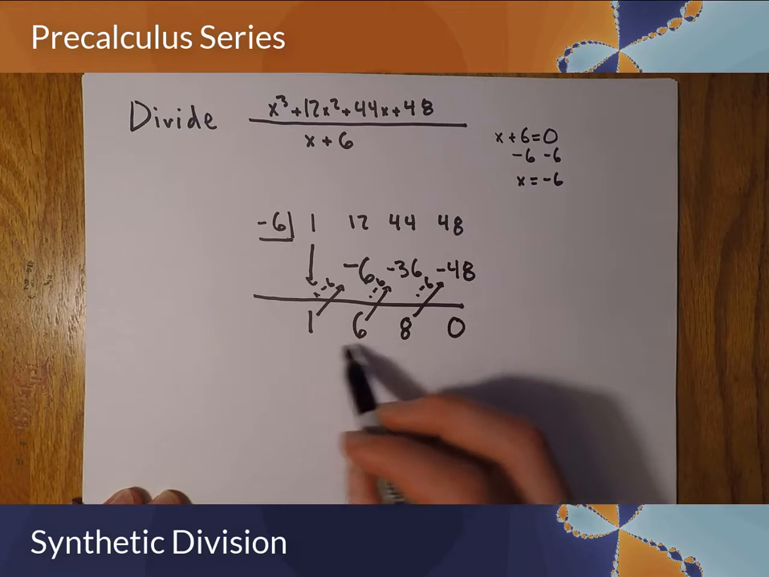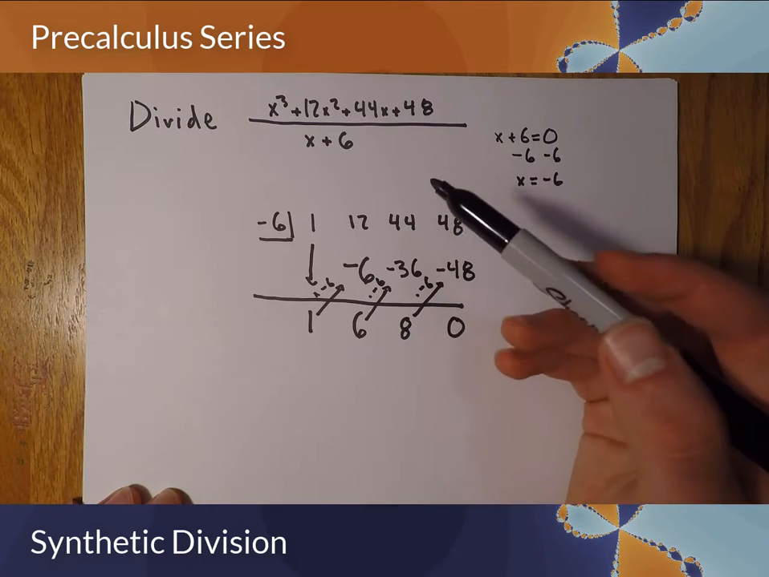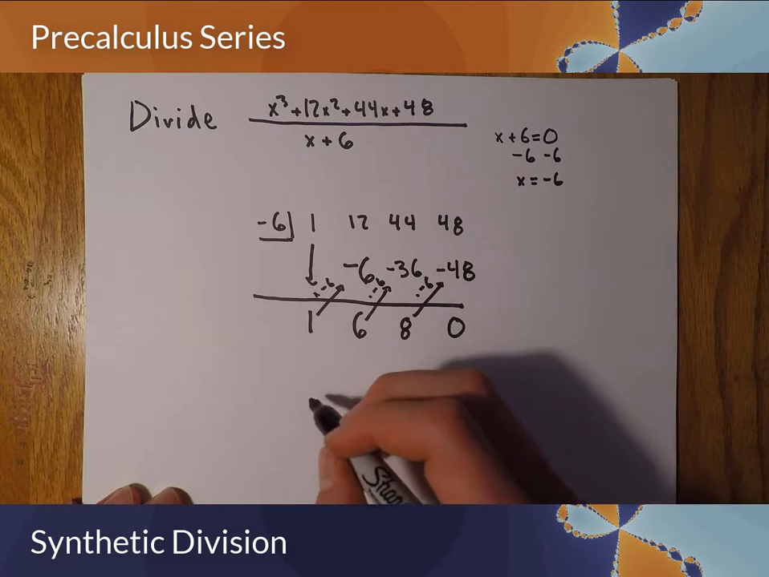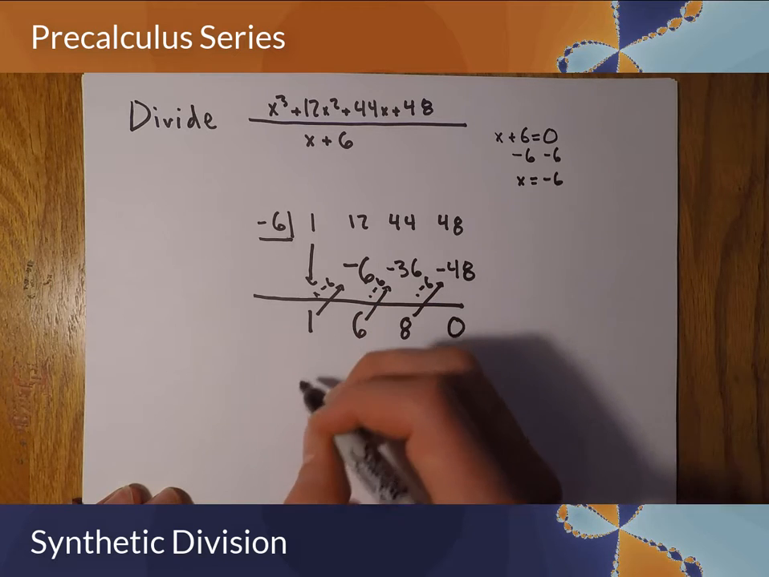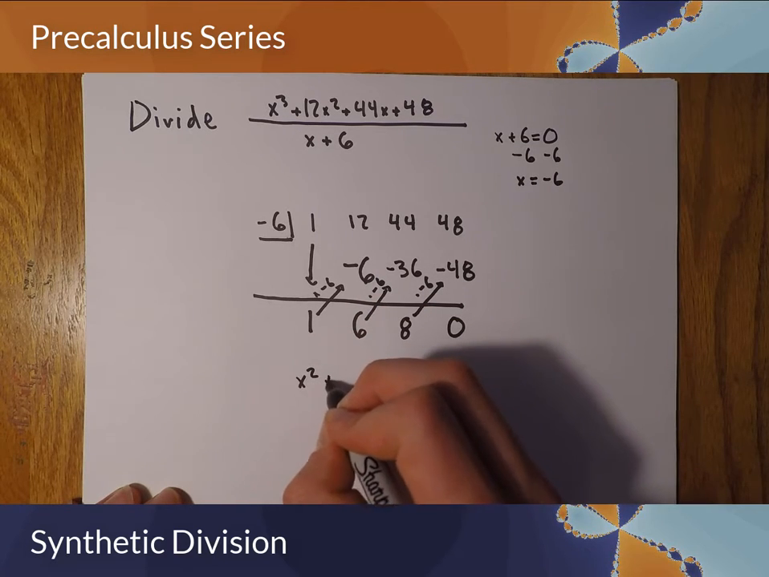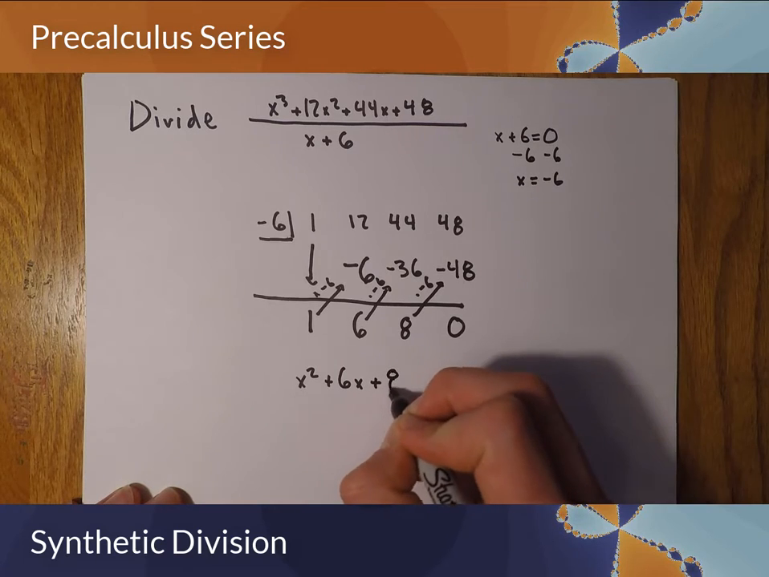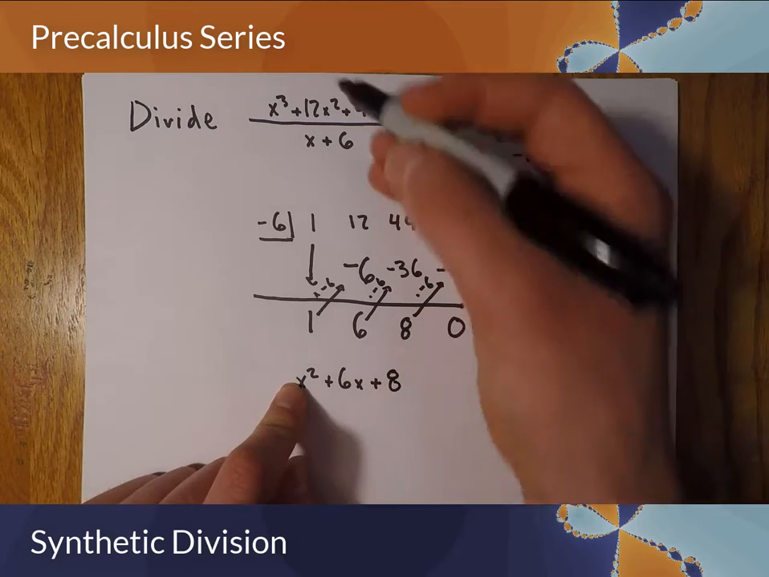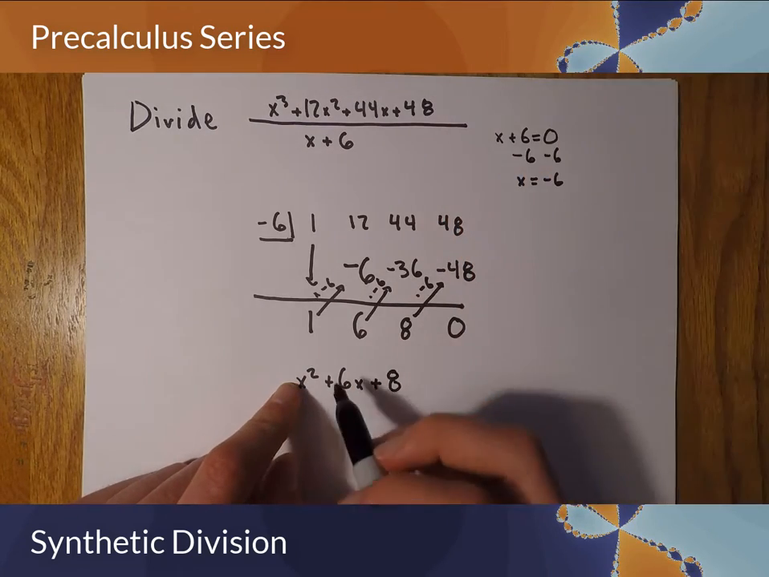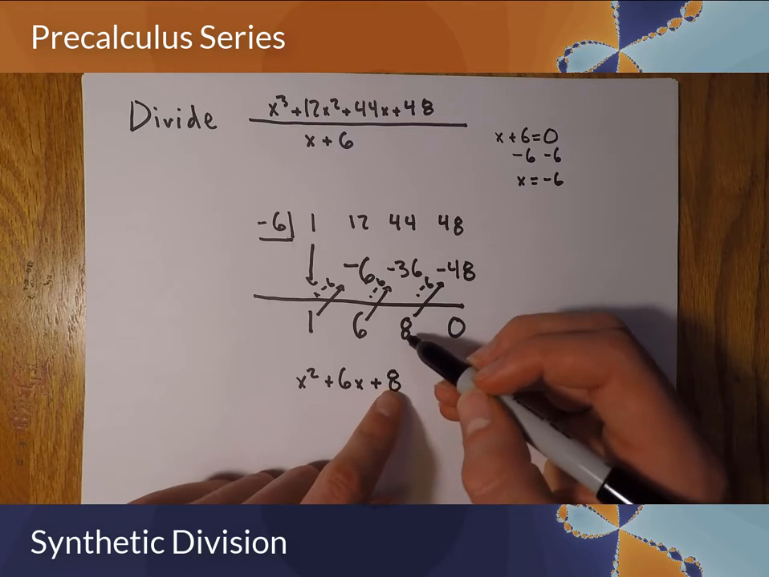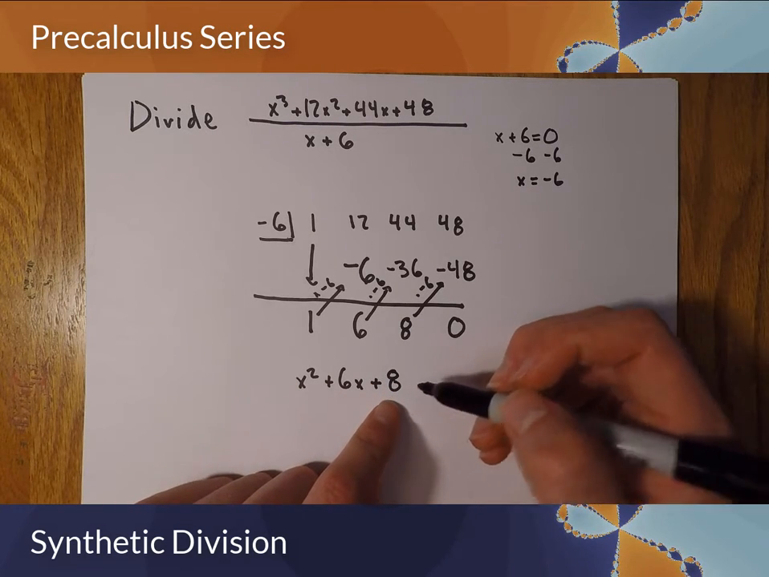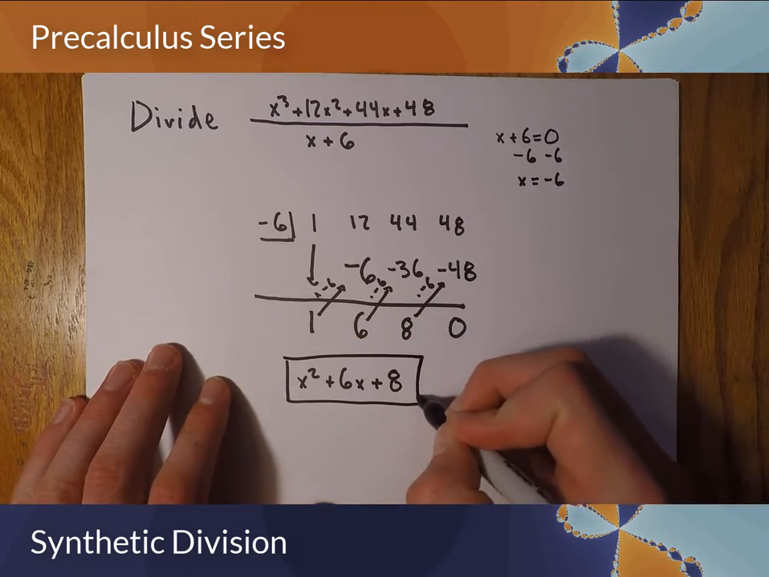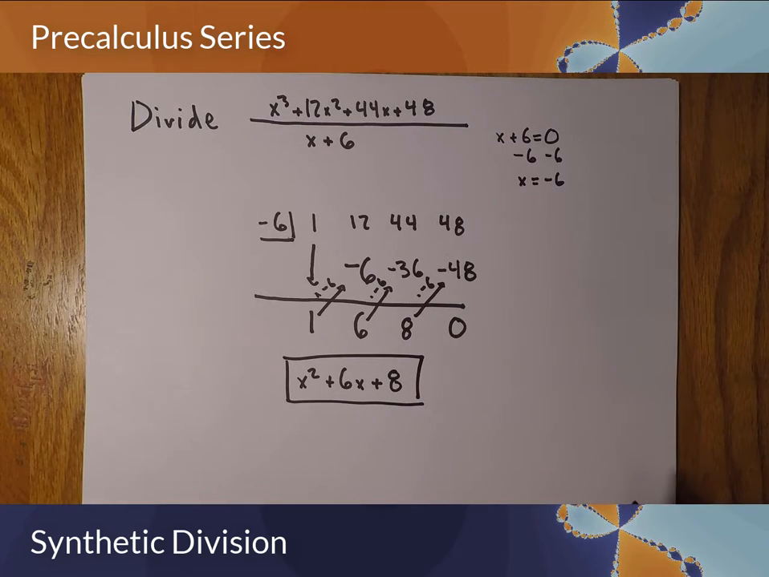And so now these values that you have down here are the coefficients for your solution. So pretty much this represents x squared plus 6x plus 8. The degree is 1 less than the degree you started with. So 1x squared plus 6x plus 8. And that's the solution to this. That's all there is to it, folks. Alright, let's do another example.